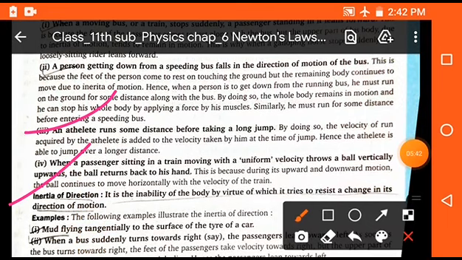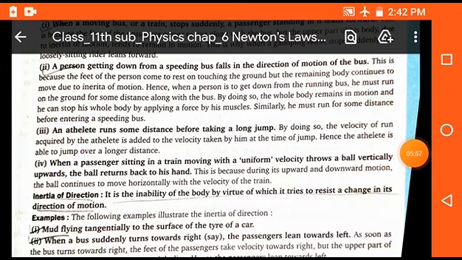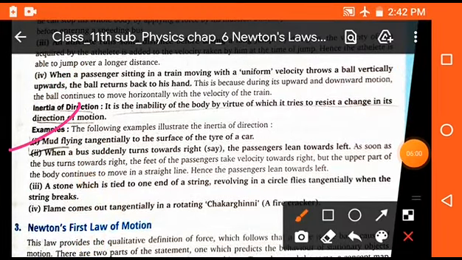Now we will discuss inertia of direction. It is an inability of a body by virtue of which it tries to resist a change in its direction of motion. So the examples are mud flying tangentially off the surface of the tire of a car. When a bus suddenly turns towards the right, the passenger leans towards the left. This happens due to the inertia of direction. The body tries to maintain its direction until and unless an external force is applied.